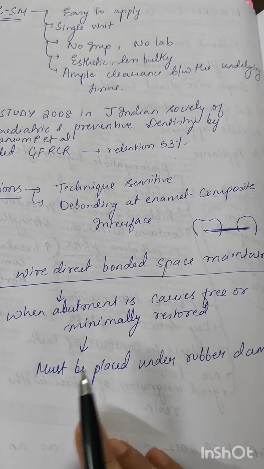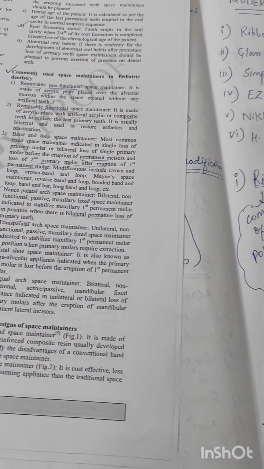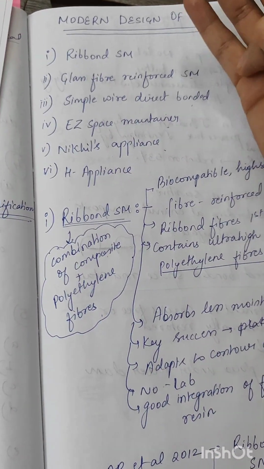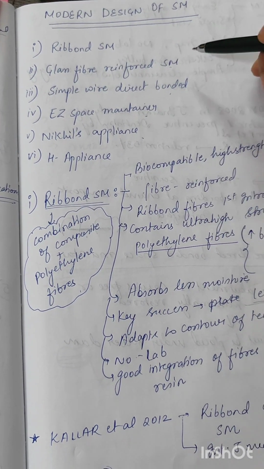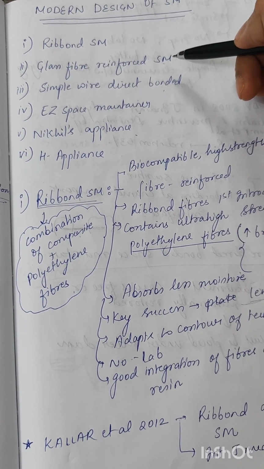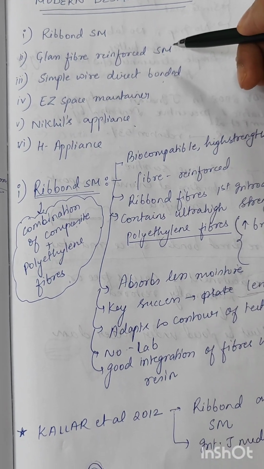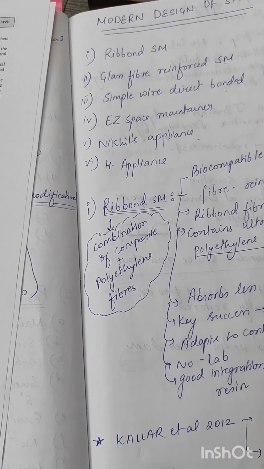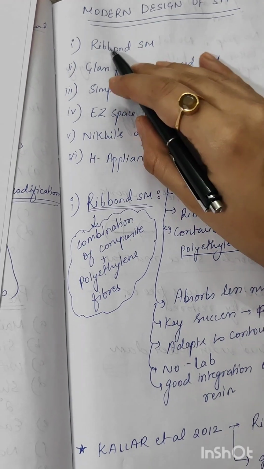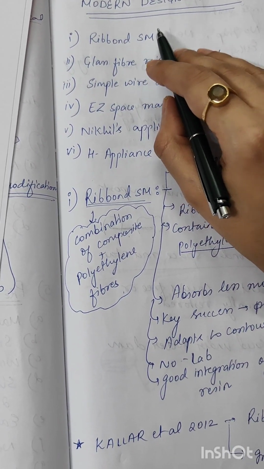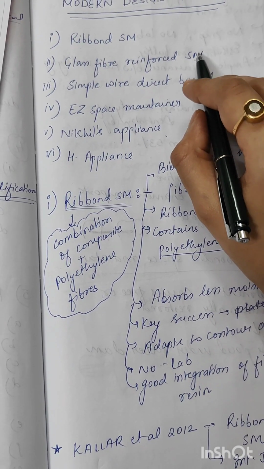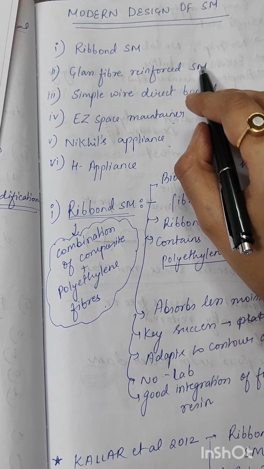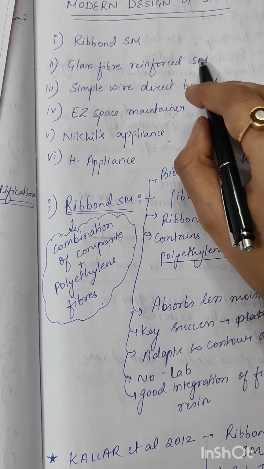Okay, so these are my modern designs. Again we'll read the modern designs. Ribbon space maintainer, composite and polyethylene fibers, glass fiber reinforced space maintainer, well accepted, and glass fiber space maintainer. The study was done by Kalar et al., 2012, glass fiber, Subramaniam P et al., Indian Journal of Clinical Pediatric and Preventive Dentistry.